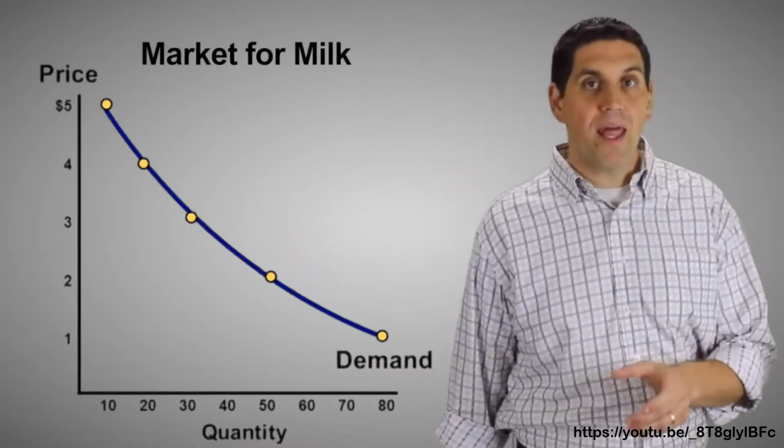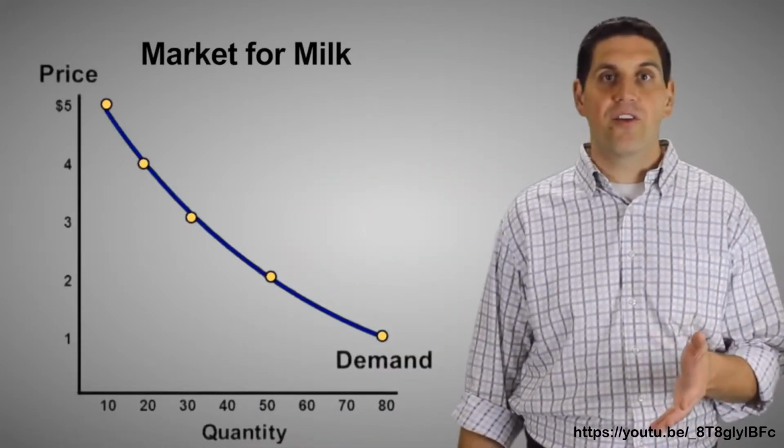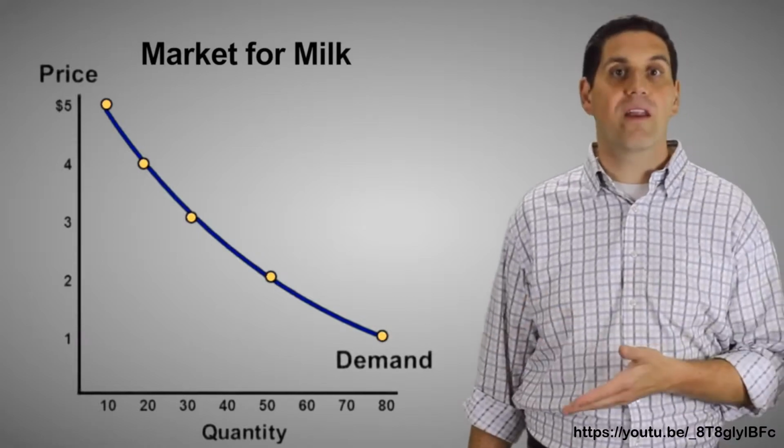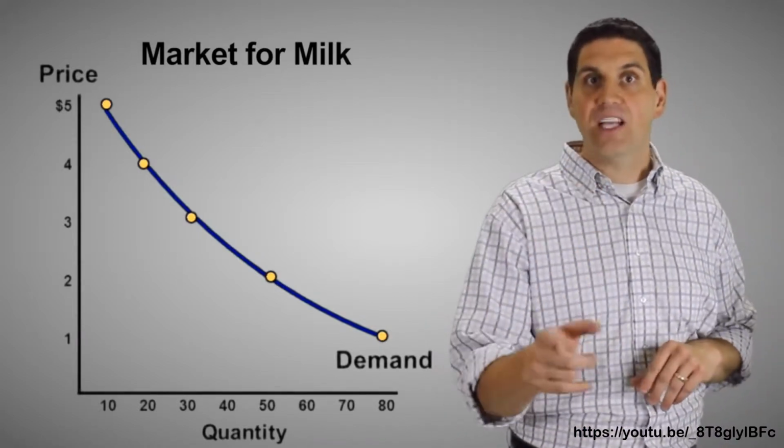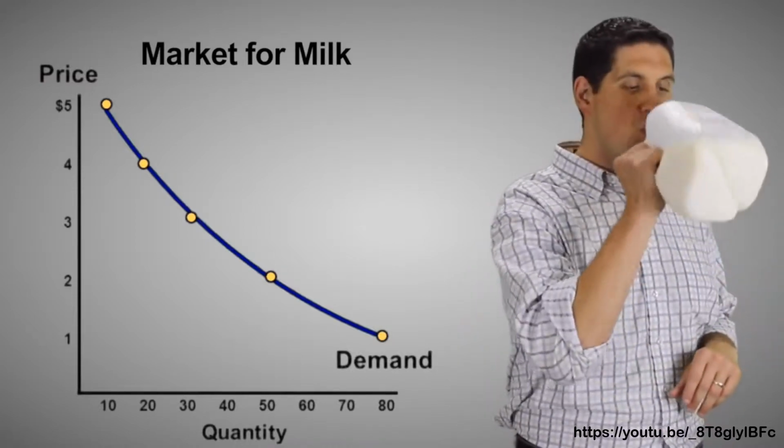This concept explains the law of demand and the shape of the demand curve because to get people to buy more quantity of milk, the price has to go lower because they get less and less additional satisfaction from each gallon of milk. It's getting warm.